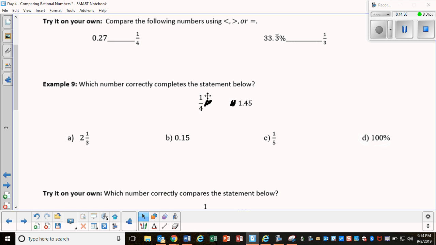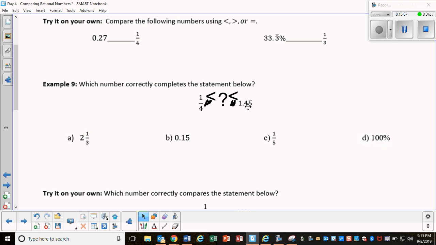And instead, I want you to write over it these symbols. We want less than symbols. Okay? And another one. So, now this will make sense. We have 1/4 is less than something. We don't know what yet. That's what we're going to try to figure out. Which one of these numbers, which is also less than 1.45. So when you see this setup, it's basically asking what number is between 1/4 and 1.45?